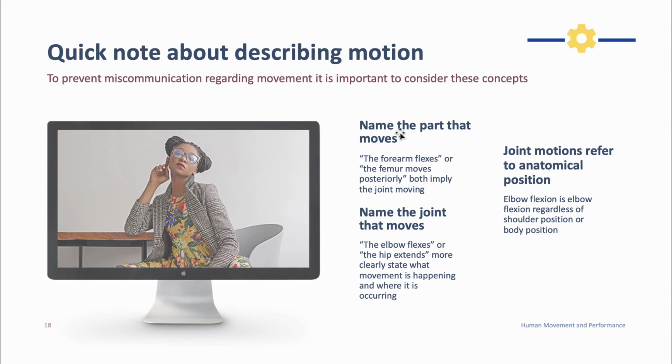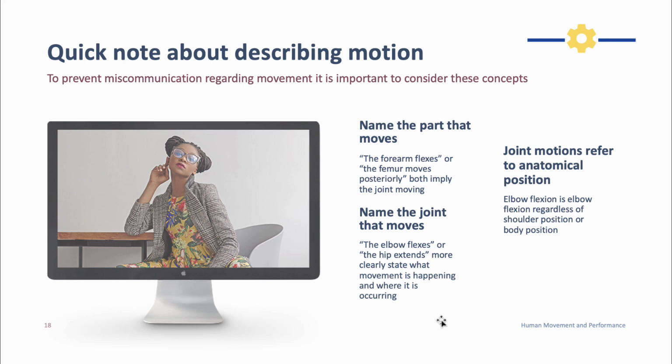What this first portion doesn't do is tell us directly what joint is moving. Generally, if we're flexing the forearm, I can probably assume it's the elbow that's moving. And if the femur is moving posteriorly, I can probably assume that means that the hip is moving. But it's helpful if we not only name the part of the body that moves, but we name the joint that moves. That makes it more clear. So the elbow flexes, resulting in forearm moving, is a great way to include both of those parts.